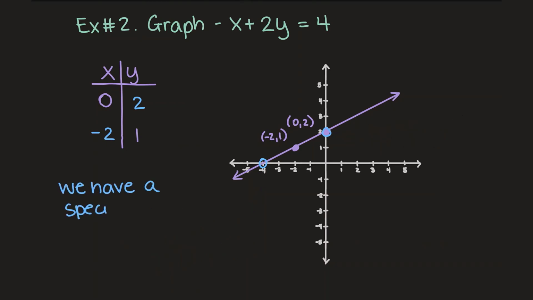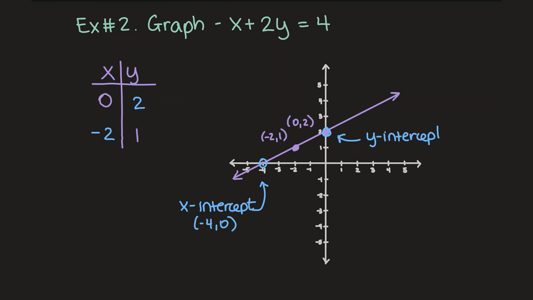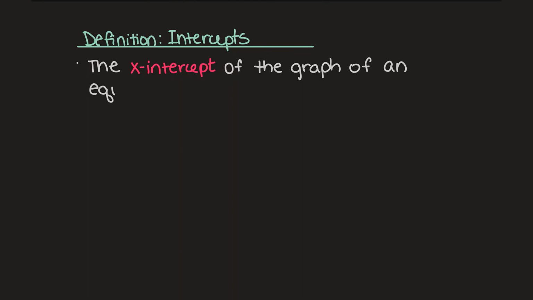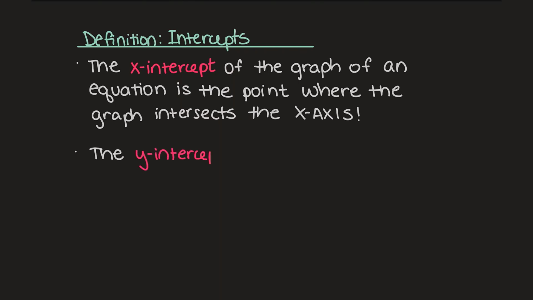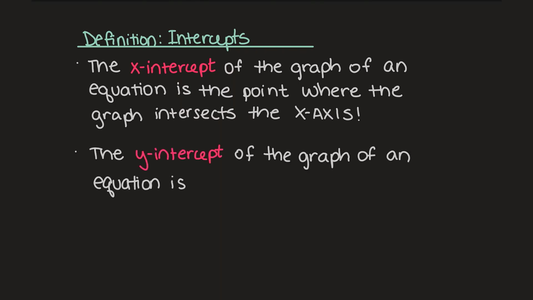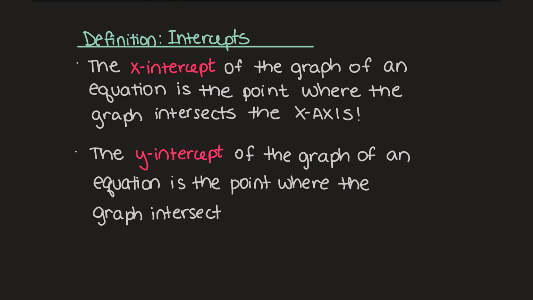We have a special name for these specific points. This point is called the x-intercept, and the other point is called the y-intercept. So let's explore this a little further. The x-intercept of the graph of an equation is the point where the graph intersects the x-axis, and the y-intercept of a graph of an equation is the point where it intersects the y-axis.